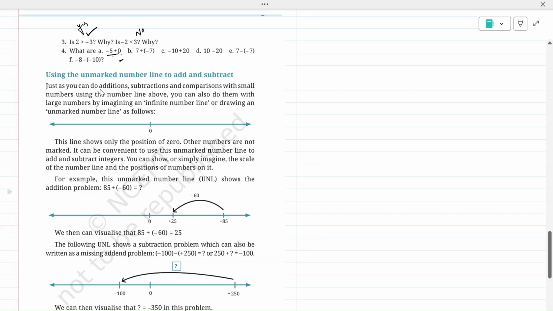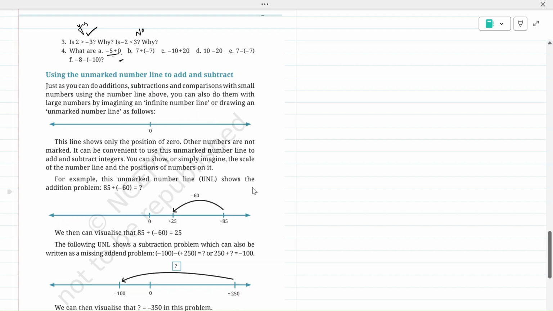Here, just as you can do addition, subtraction, and comparison with small numbers using the number line, you can also do them with large numbers by imagining an infinite number line. Infinite means we always know that a line is always infinite. Or drawing an unmarked number line. This one is an unmarked number line, only 0 is marked. Why is 0 marked? So that we can differentiate from where the positive numbers will start and from where the negative numbers will start.